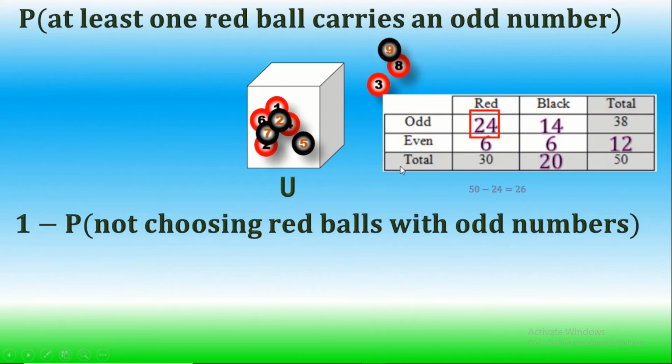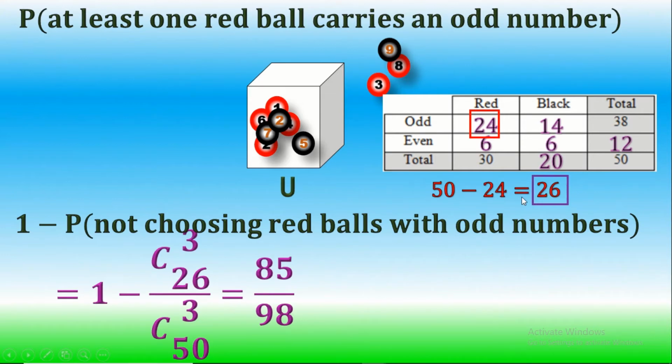Note something. The number of red balls that carry odd numbers is 24. If we did not select any red ball carrying an odd number, then the 3 balls that we have selected should be from the remaining 26 of 50, since 50 balls minus 24 gives us 26. So we should write 1 minus combination 3 out of these 26, since we select 3 from the remaining, which are not red carrying odd numbers. So it's 1 minus C(26,3) over C(50,3), since there are in all 50 balls. So it's equal to 85 over 98.